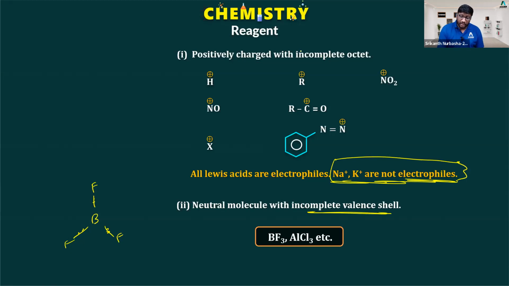Positively charged species with an incomplete octet can behave as electrophiles. Positively charged species with a complete octet will not behave as electrophiles. Neutral molecules with an incomplete valence shell can behave as electrophiles. We have other categories also, like what are the other electrophiles? We'll discuss that in the next class. Fine. Thank you all, everyone.